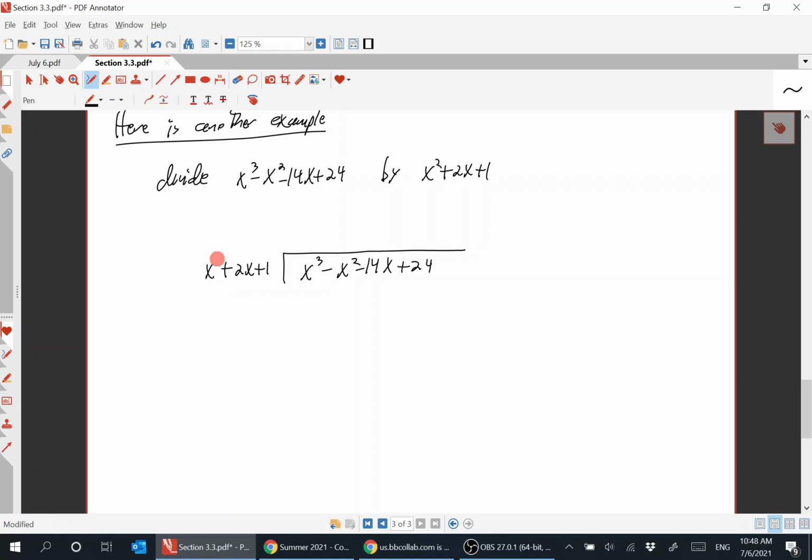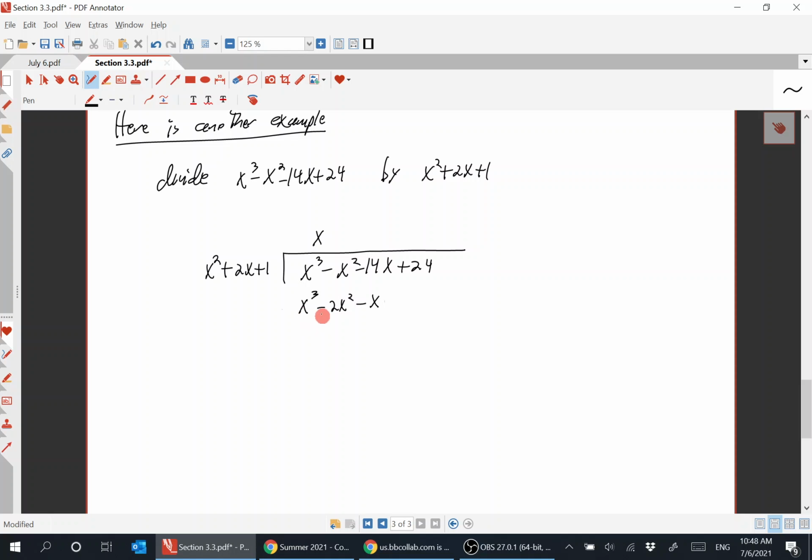What do I need to multiply that leading term, x squared, by to get x to the third? Well, just x. So now I'm going to multiply x by this here. So x times x squared plus 2x plus 1 is x to the third plus 2x squared plus x. And I'm going to subtract that. First I multiply this by this, and I just write it down right here, and notice these two match. Now I need to subtract it, so what I do is I just flip the signs here.